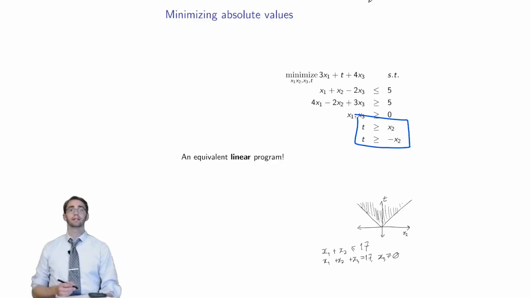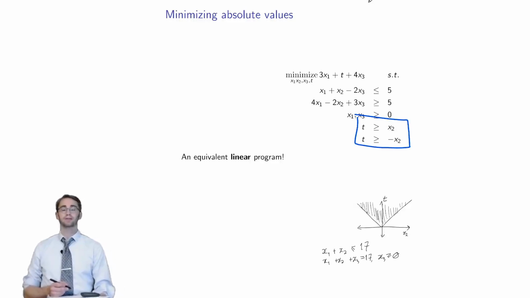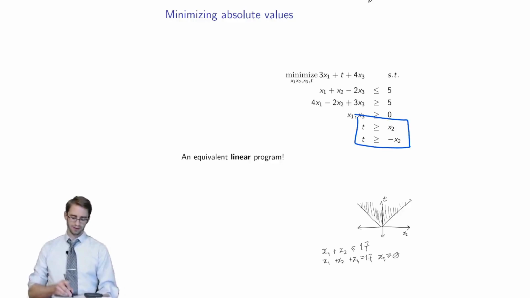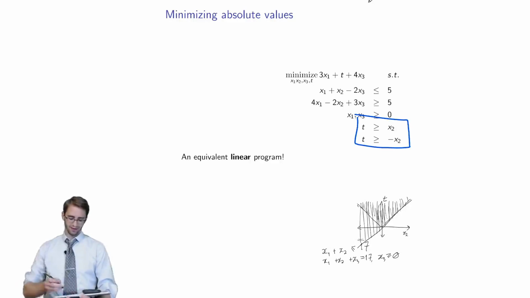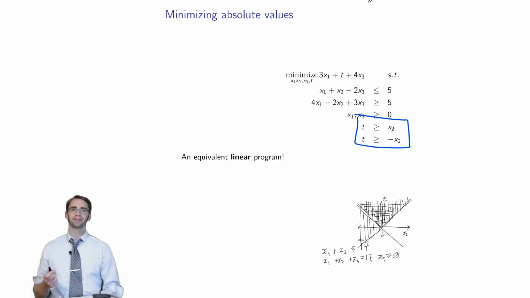And what do these constraints say? The first constraint says t is greater than or equal to x2, which means you have to lie above this line, like that. In fact, here's what I should have done. The first constraint says you have to lie above this line, t is greater than or equal to x2, and then this other line here is t is greater than or equal to minus x2, which I'll do with hatching like that. And so you can just verify with drawing a picture that in fact those conditions are equivalent.